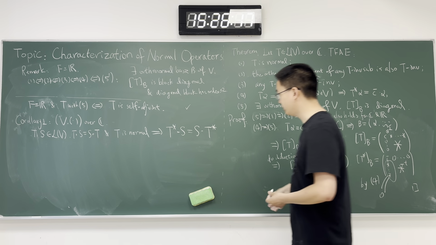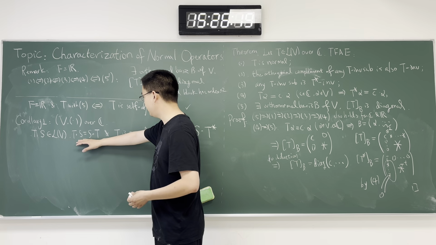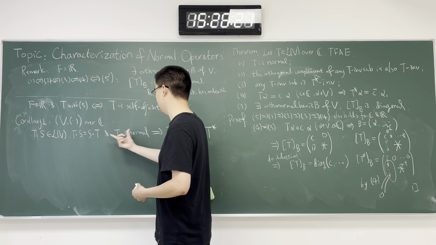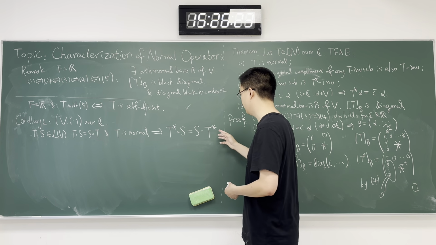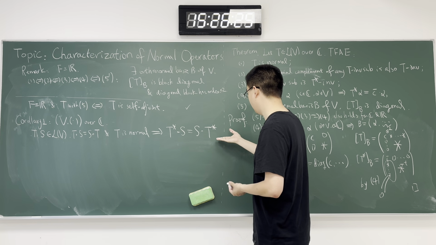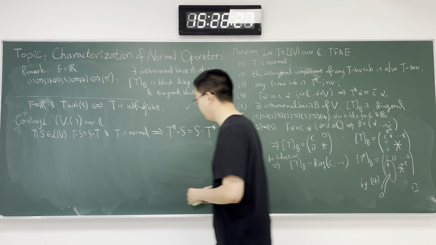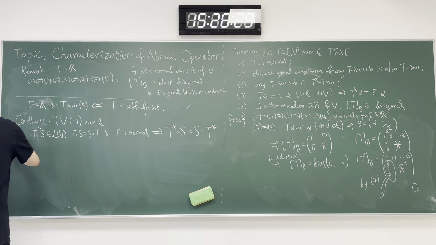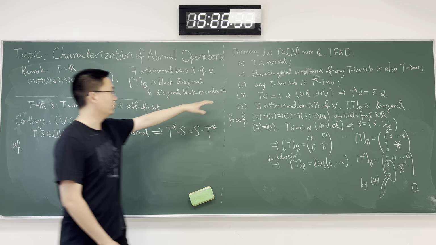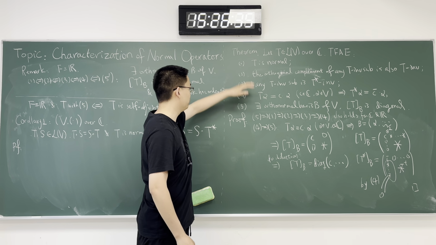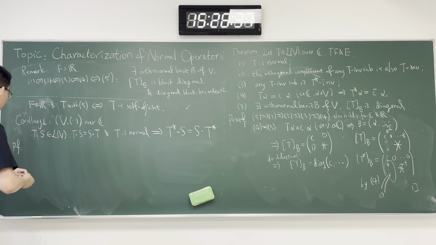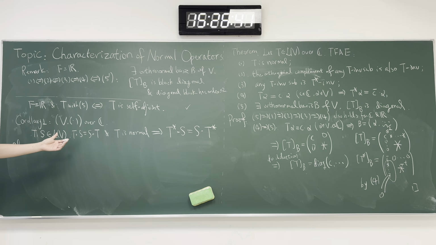To put it simply, if a linear operator commutes with a normal operator, then it also commutes with the adjoint of it. That will be a simple corollary of our equivalence from 1 to 5. Under some suitable basis, we may assume that the matrix representation of our normal T is of diagonal form.